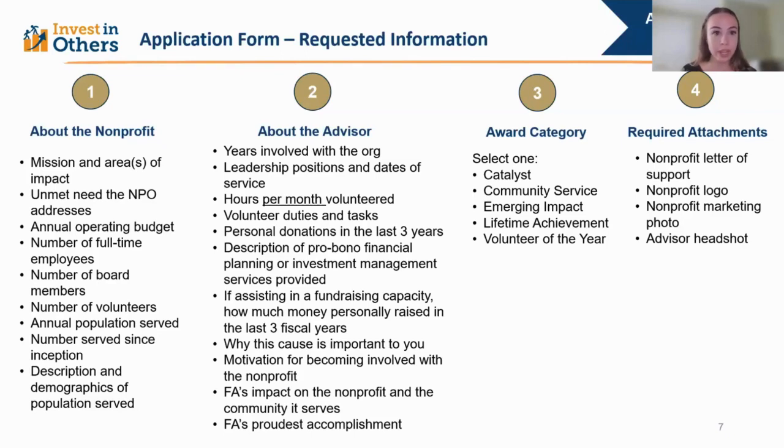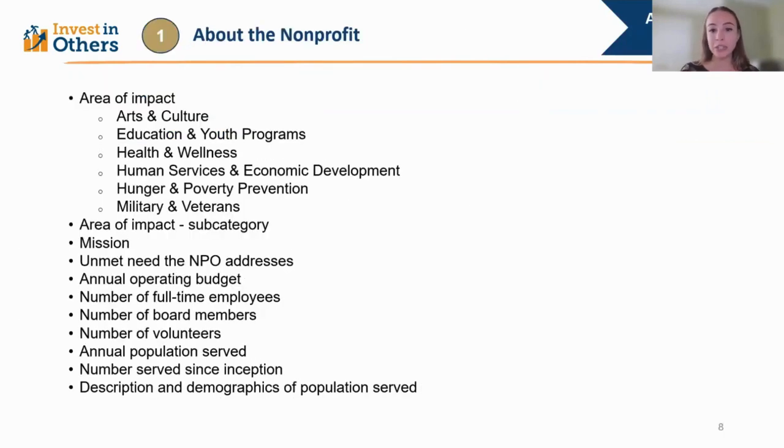So starting with the about the nonprofit section, it really tries to set the background for the nonprofit environment in which the advisor is contributing. So we're really looking to learn more about the organization. Firstly, what's the mission? We're also going to be asking about the area of impact. So for example, is the nonprofit focused on education or health and wellness? Then we'll also give the opportunity to give a subcategory. So again, area of impact, but a little bit more specific. For example, if the broader area of impact is health and wellness, a subcategory may be cancer research.